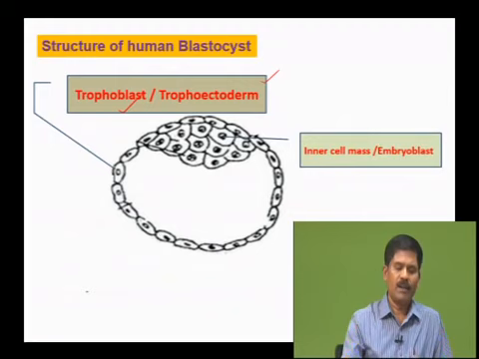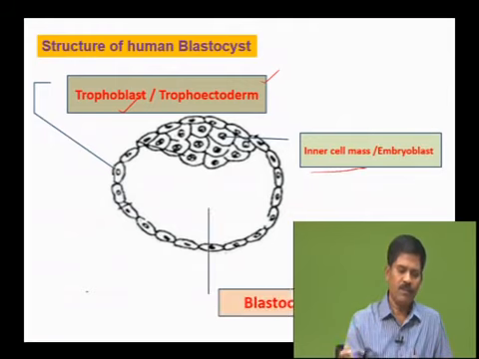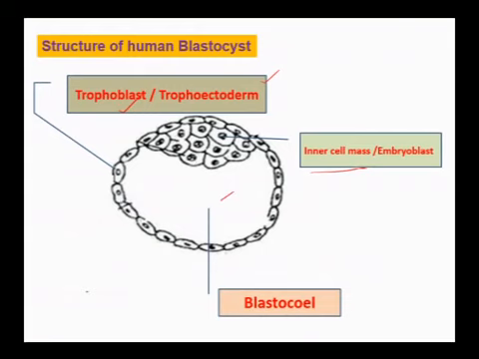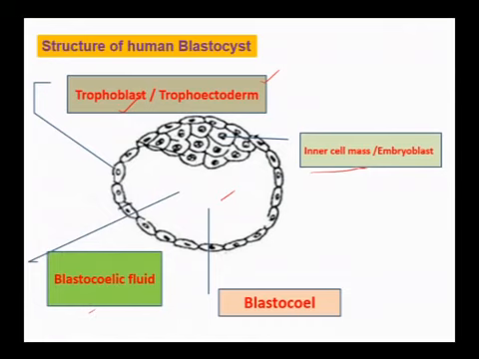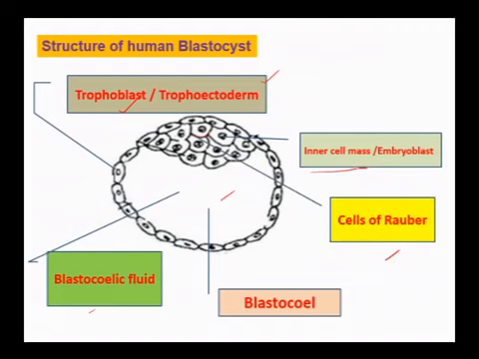It encloses an inner cell mass, which we call embryoblast. The cavity present in the blastocyst is called blastocoel. It's filled with blastocoelic fluid secreted by surrounding blastomeres. So what is the fate of these cells? Here we can distinguish two layers: the outermost layer of cells surrounding the blastocyst is trophoblast, and the inner cell mass is embryoblast. The trophoblastic cells in contact with the embryoblast or embryonic knob are said to be cells of Rauber.